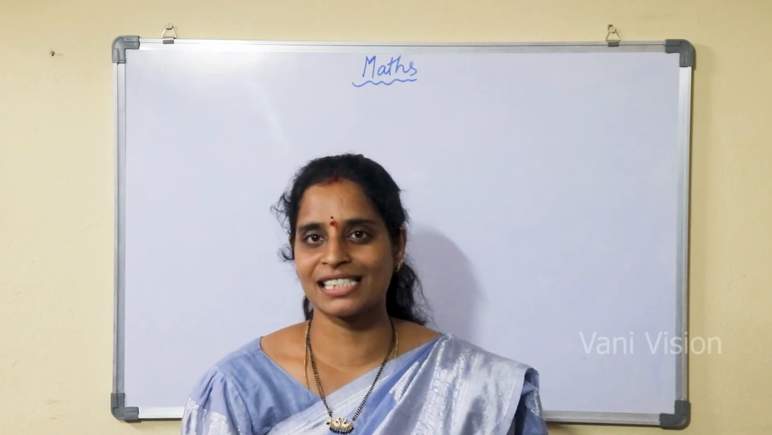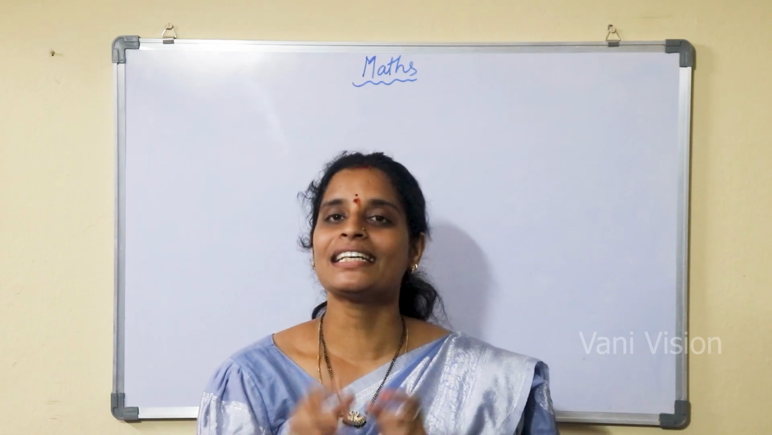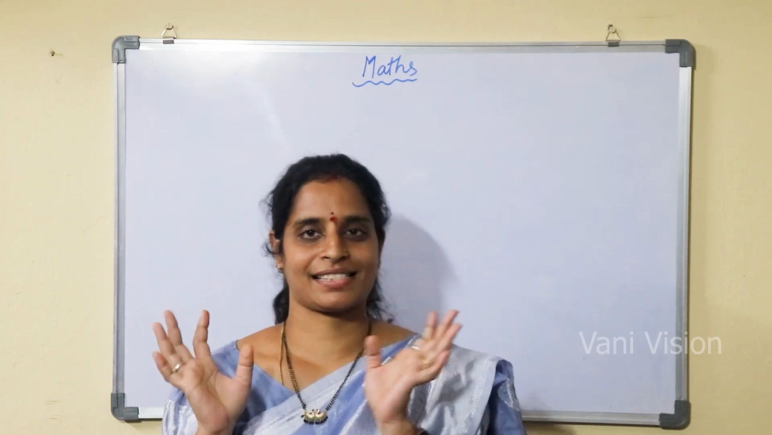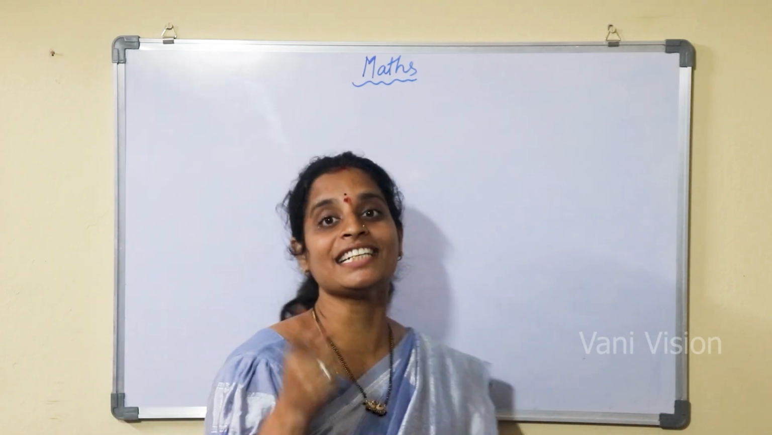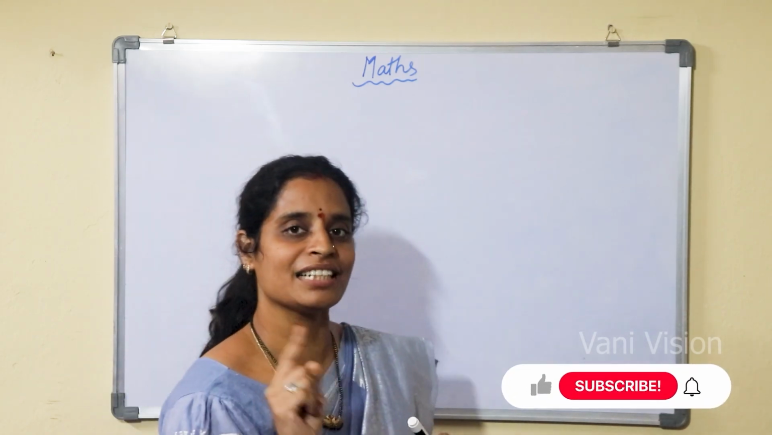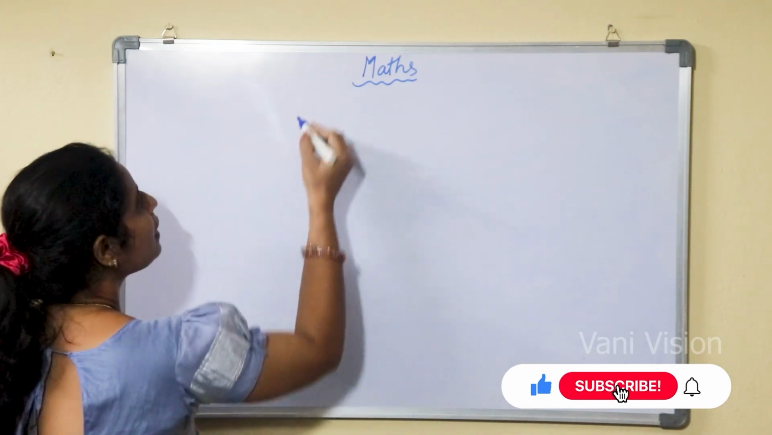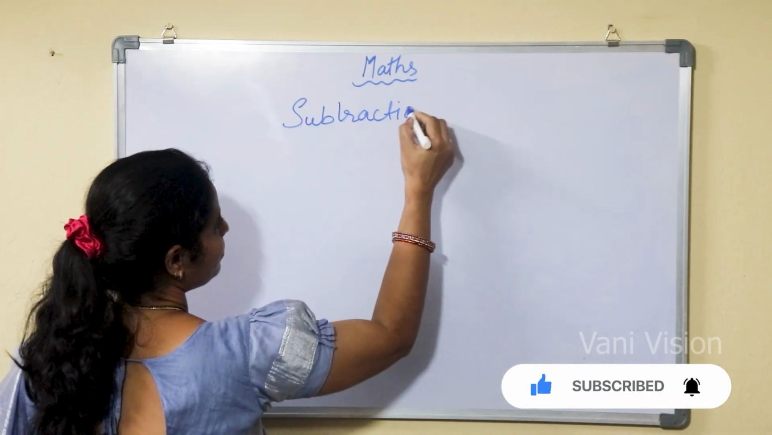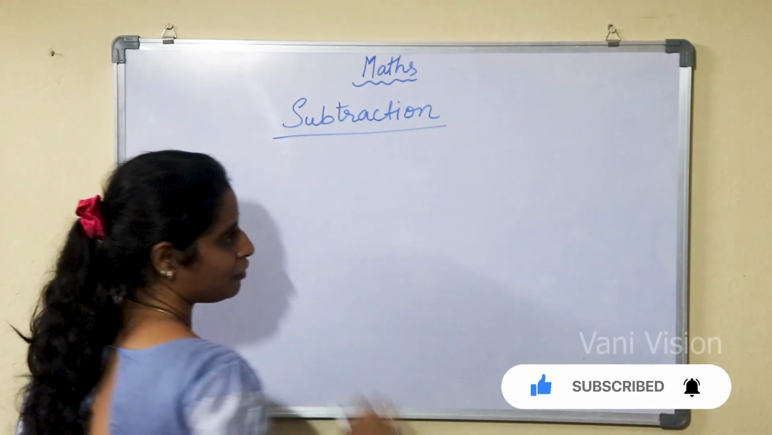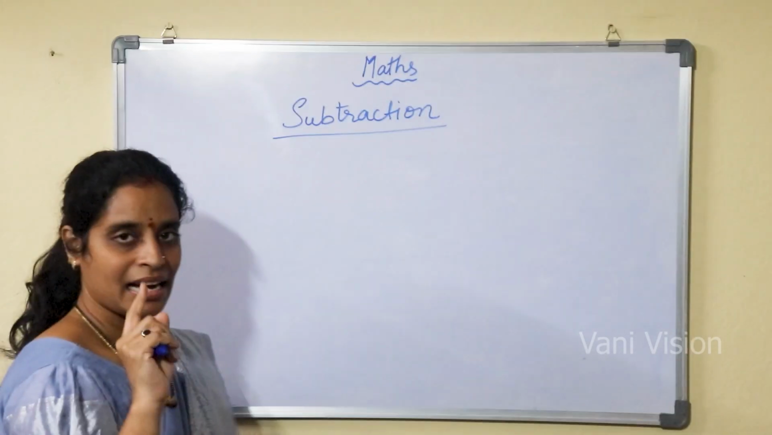So shall we start our session? Subtraction in an easy way, 3 to 5 seconds. So we are going to learn subtraction in an easy way within 3 to 5 seconds. So our topic is subtraction. First we'll take a 3-digit number.